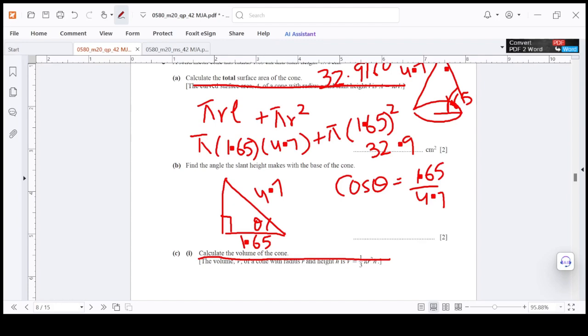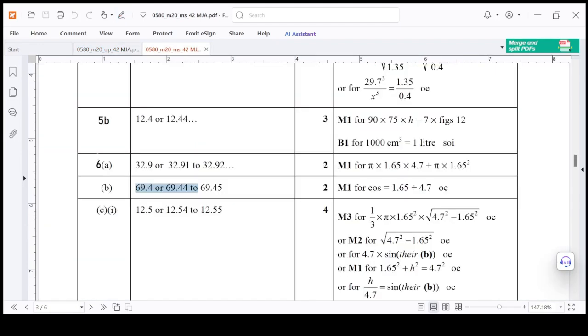Shift cos 1.65 divided by 4.7. It's coming out to be 69.44, rounded to one decimal place. Angles in degrees need to be rounded to one decimal place. 69.4 is the correct answer.